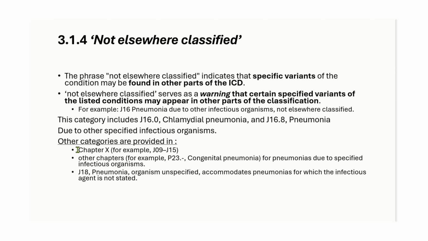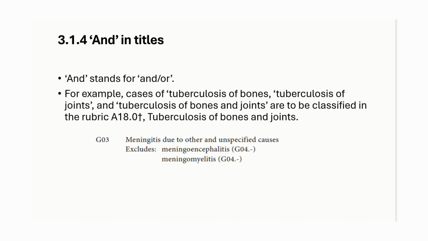Here I've also given 3 examples of other categories where "not elsewhere classified" is used. Then there is the word "and," which stands for both "and" and "or." For example, if you say tuberculosis of bones, it means tuberculosis of joints and tuberculosis of bones and joints. Both of them are included, the "and" and "or."